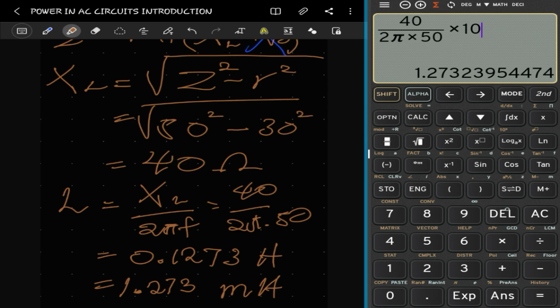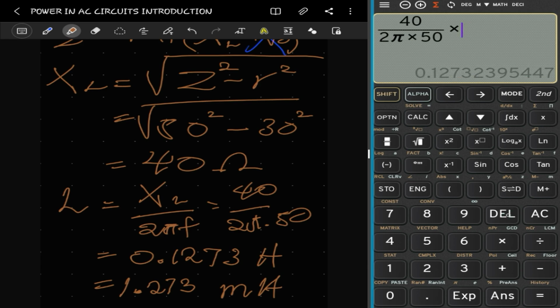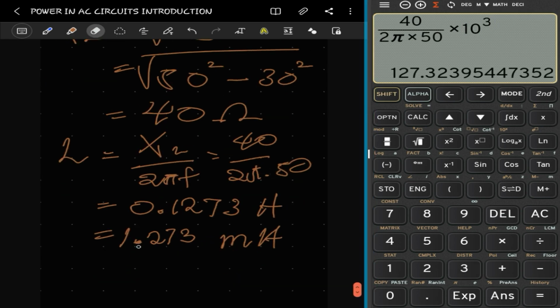If I'm multiplying by this, a milli is 10 to the power minus 3, right? So 10 to the power 3. Yeah, that's what I missed. 10 to the power 3. That will give me, you can just do it this way, you don't need the calculator. So 1, 2, 3. Right. So that'll give me 127.3 millihenry. Right. So that's what I have.